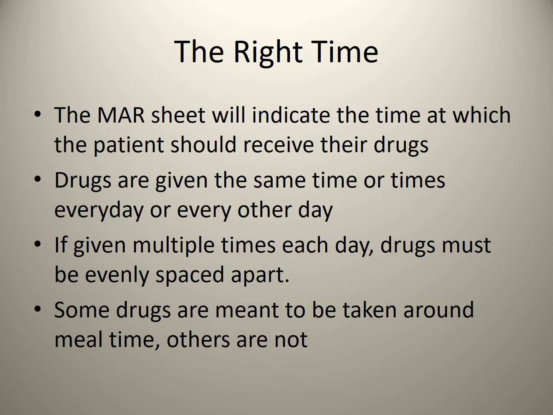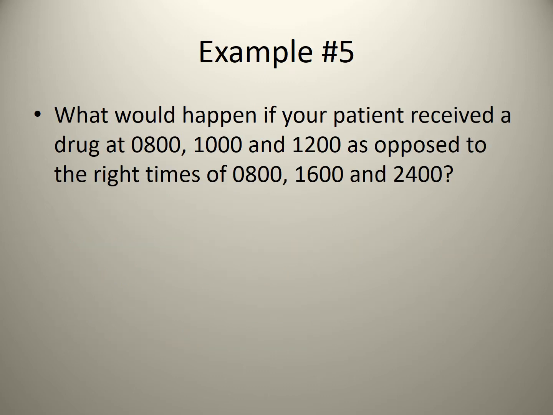When drugs are meant to be taken around mealtime, some are to be taken before or after eating. Some have to be given strictly in between meals. Example number 5. What would happen if your patient received a drug at 8 o'clock, 10 o'clock, 12 o'clock, as opposed to the right times of 8 o'clock, 1600, and 2400? A multi-dose drug given only 2 hours in between, the patient could overdose and die.